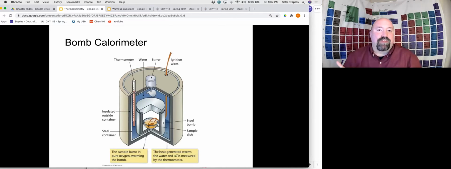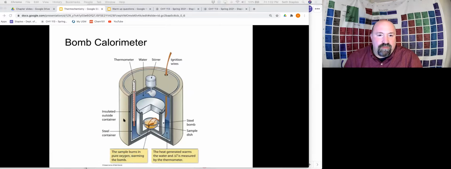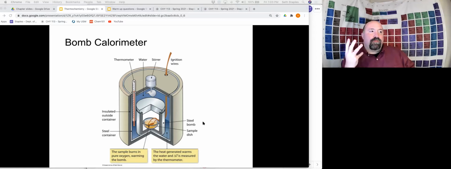It's just a much more technical setup where we have what we call the bomb, the steel bomb where the actual sample goes in, and then a pretty sophisticated setup as far as the water and the temperature, something to stir the water to make sure the temperature stays constant throughout, and then some ignition wires to get the sample actually burning in there. But it's the same exact idea. It's the same exact process. This is just a more technical setup that enables us to control the environment a little bit more and to account for energy changes associated with the calorimeter itself.